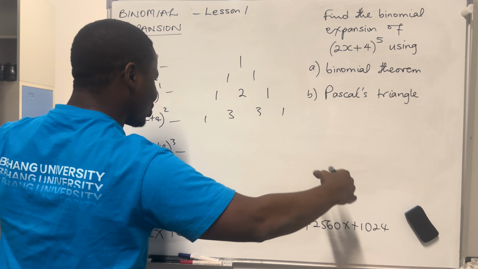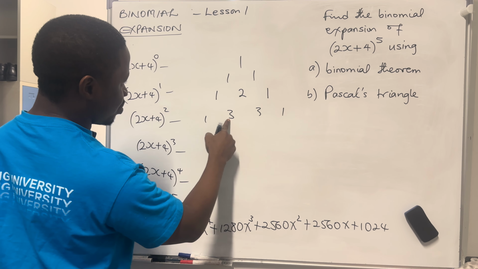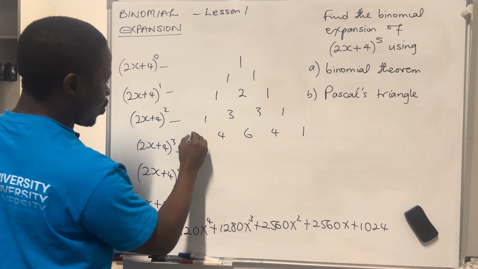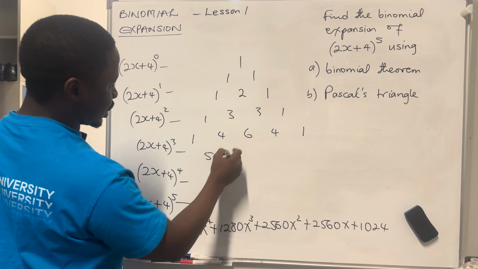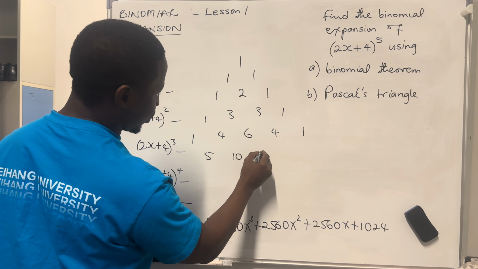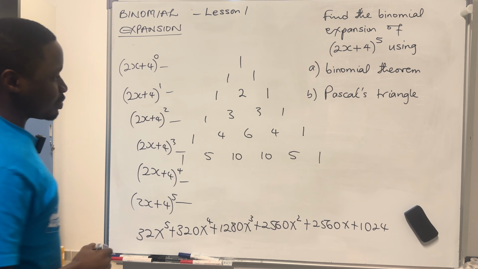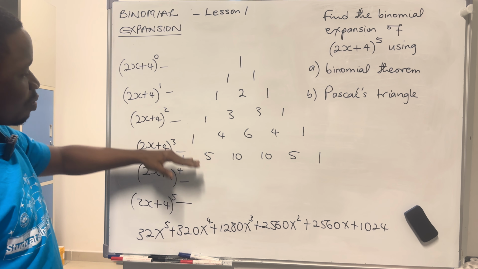You can see the triangle is moving. 1 plus 3 is 4, 3 plus 3 is 6, 3 plus 1 is 4, with 1 here and 1 here. Then 1 plus 4 is 5, 4 plus 6 is 10, 6 plus 4 is 10, 4 plus 1 is 5, with 1 here and 1 here. Power 0, power 1, 2, 3, 4, power 5.